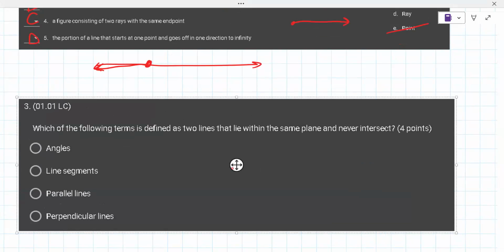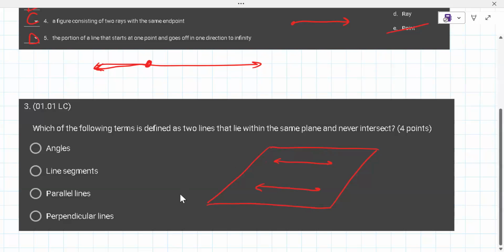Two lines within the same plane that never intersect. So here's a plane, and this line is on it, and this line is on it, and they never touch. What can we say about them? They're parallel.